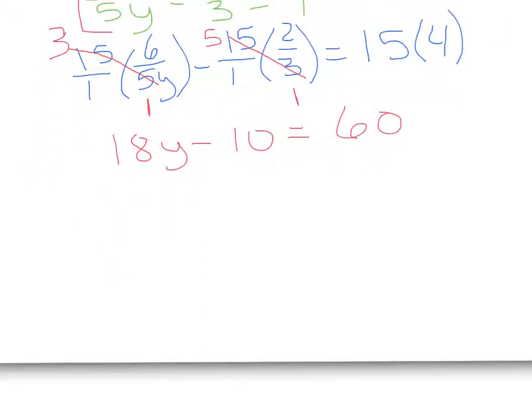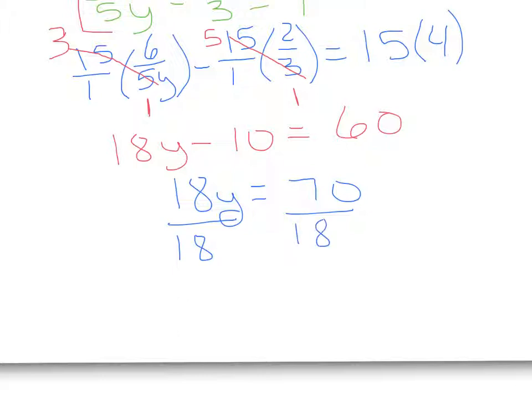And now we just solve for y. To isolate this y, add 10 to both sides. So 18y equals 70. And then divide by 18. So y equals, okay, this will reduce, at the very least, these are both divisible by 2. So we can reduce it to 35 over 9.